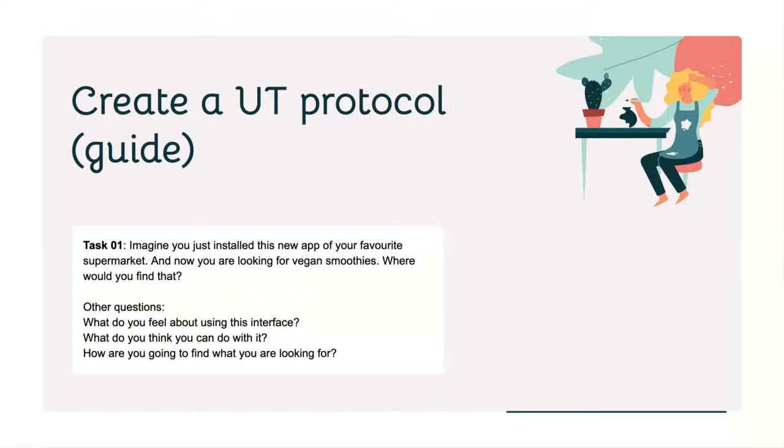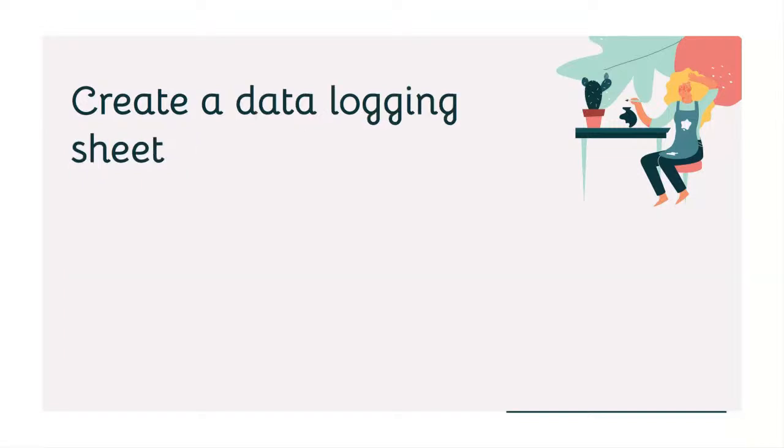So after you have created a task and a set of questions for each type of task that you're testing, let's go to the next one. We use a data log sheet to write down notes, and that is for the observer. Like I mentioned before, the observer has to take notes while the moderator is conducting the UT with the participant. So for the ease of the observer, we can create a proper data log sheet.